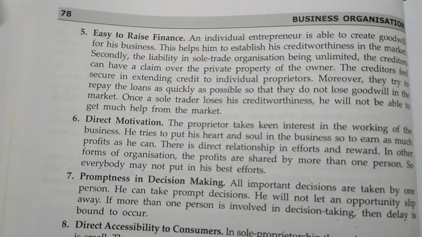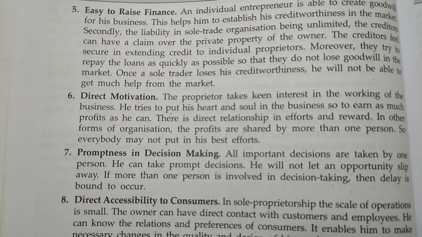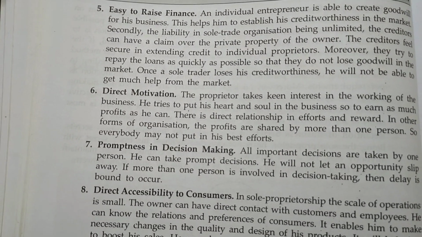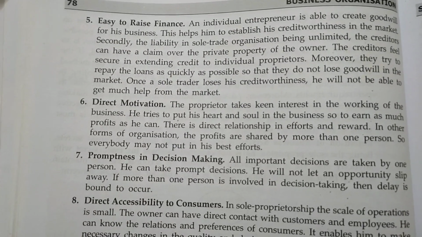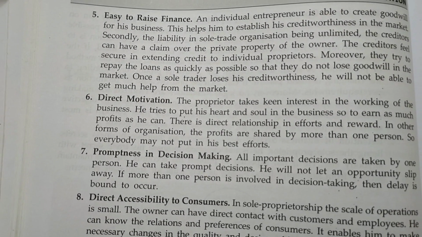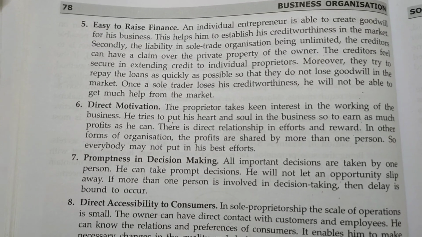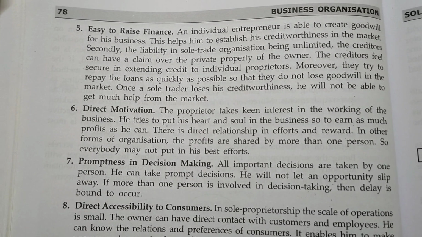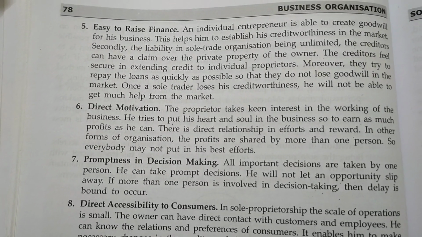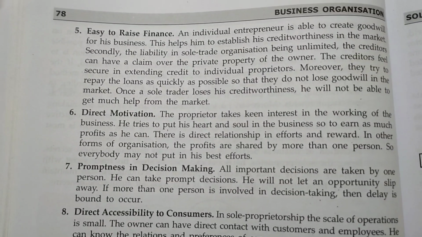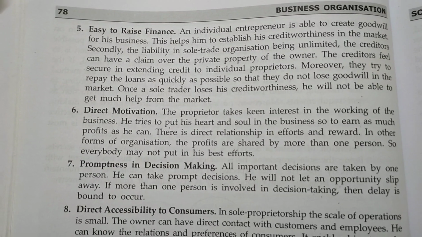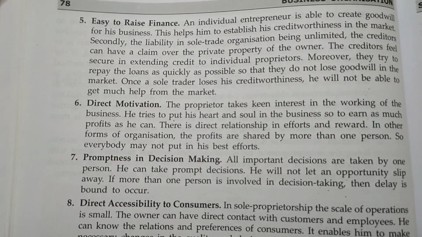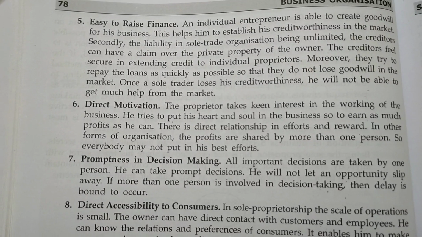Next one, direct motivation. Direct motivation means he himself is investing his own money, so he himself works hard here. See the point: the proprietor has a keen interest in the working of the business. He tries to put his heart and soul into his business to earn as much profit as possible. Why? Because he is using his own money. If he works harder in the business, then he will get more profits. So that is the main thing here.